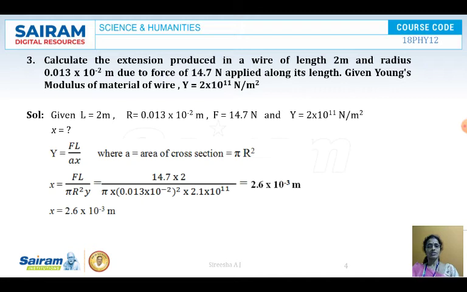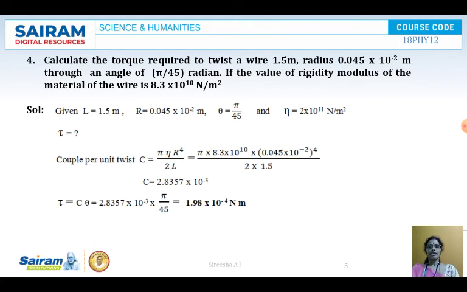Substitute the values which are given over here. F value is given, L is given, pi is constant, and r is given. Calculate the value of x. Using the calculator, you can get the value of x as 2.6 into 10 to the power of minus 3 meter. So this is the extension produced. In previous problems, you have calculated Y. In another problem, you have calculated F. Now you have calculated the value of x with the other values given.